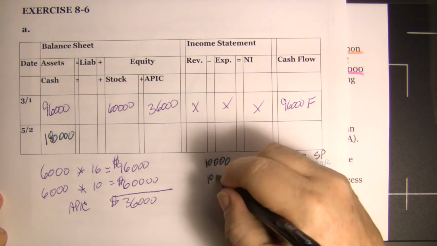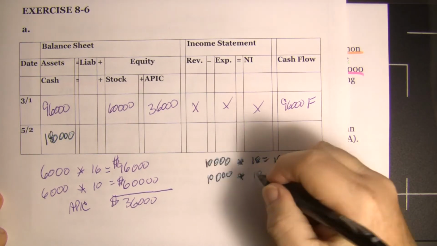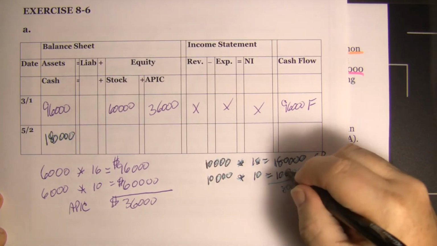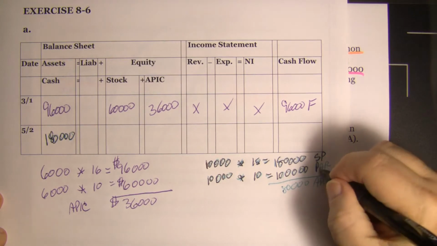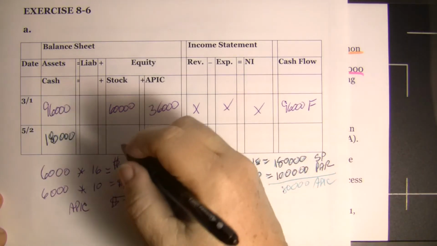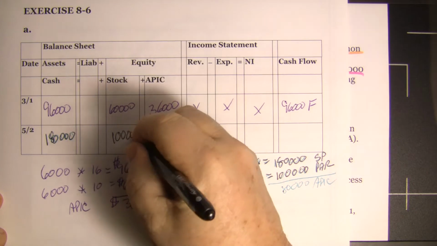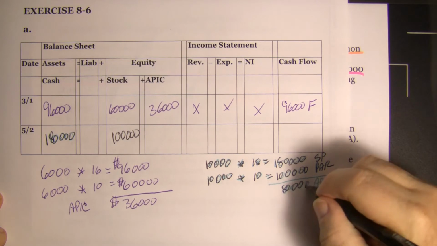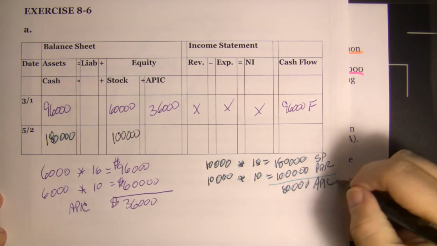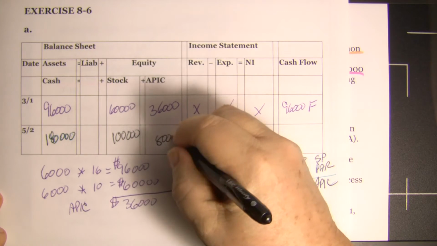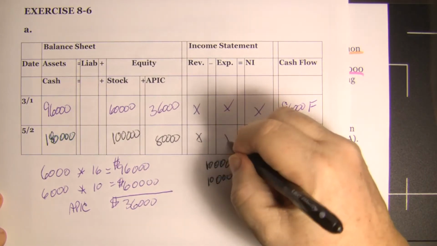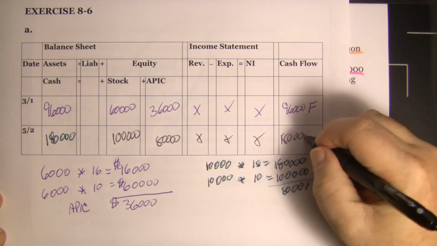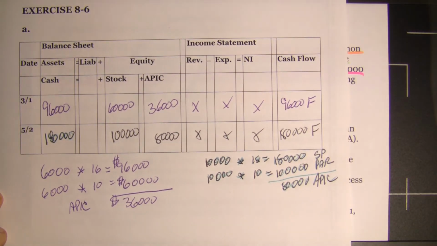Then 10,000 at par. That's the par value. We always list that. That's 100,000. That goes in stock, 100,000. And the balance, the 80,000, is additional paid-in capital. And again, that is neither revenue nor expense nor income, but it is 180,000, and that too is a financing activity.